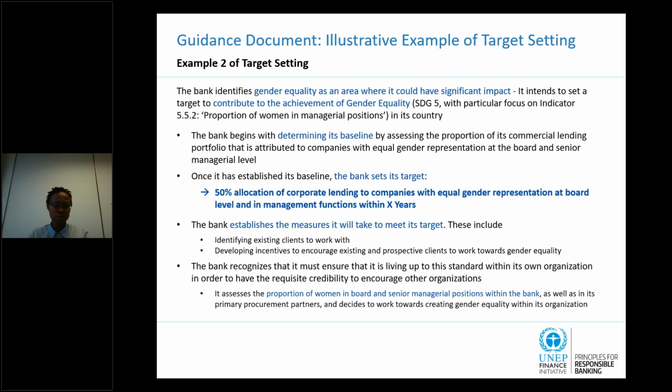The bank recognizes that it must ensure that it is living up to its standards within its own organization in order to have the requisite credibility to encourage other organizations. So there's no point in saying that I will be investing in companies that, for example, would like to see more females working in managerial positions when the bank per se is not doing anything about that. So it has to assess the proportion of women in board and senior managerial positions within the bank, as well as in its primary procurement partners, and decides to work towards creating gender equality within its organization, as well as working with its customers. Next slide.